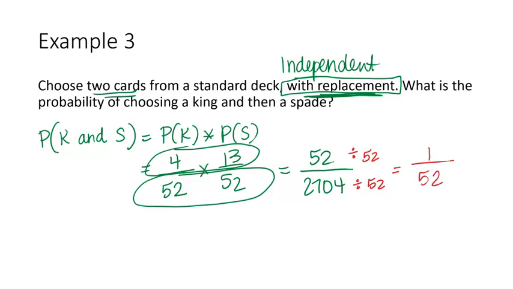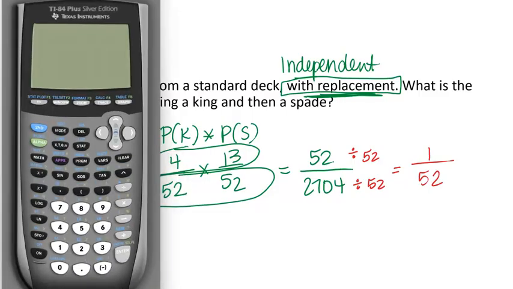You can also do this in the calculator. If mine will turn on. You can do it as a fraction, or we could divide it in the calculator and give me 3 decimals. 0.019.